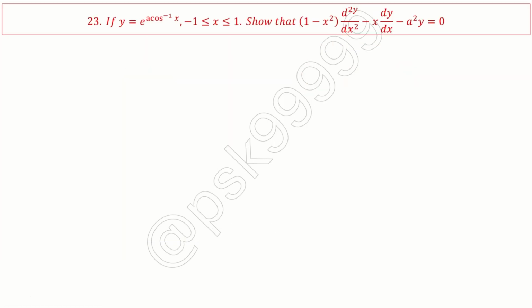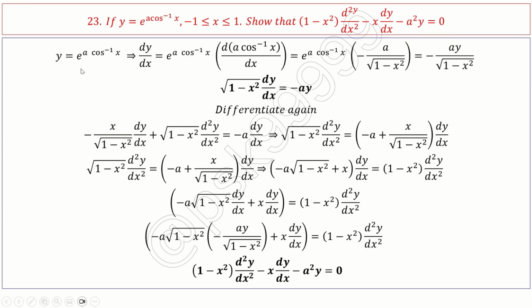Okay, y equal to e to the power of a cos inverse x, then show that this value. Similar problems we have solved, so you can do it yourself. y equal to e to the power of a cos inverse x, dy by dx is nothing but e to the power of a cos inverse x and the differentiation of a cos inverse x, which is minus a divided by square root of 1 minus x square. So this is nothing but minus a y divided by square root of 1 minus x square.